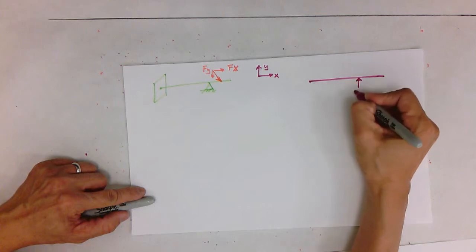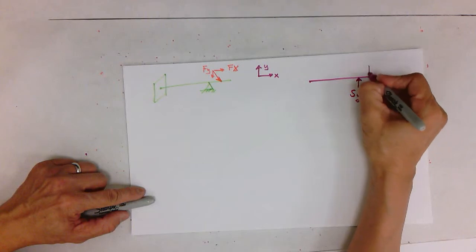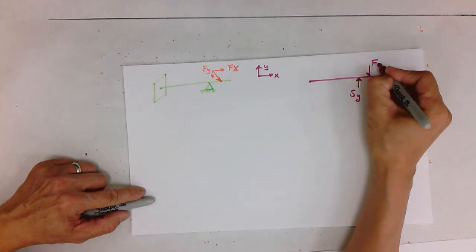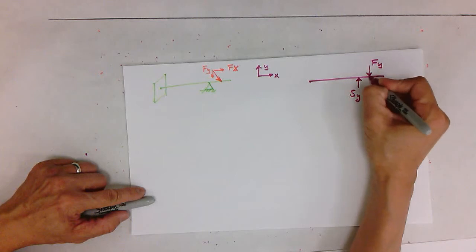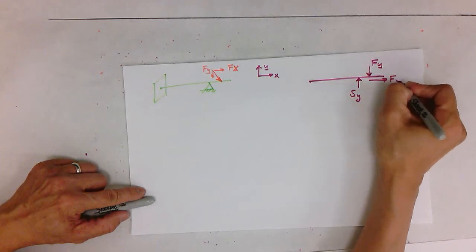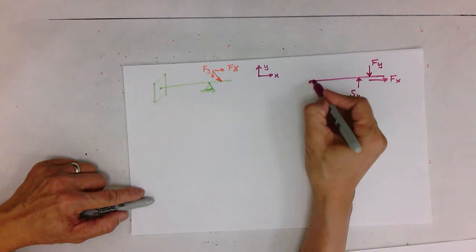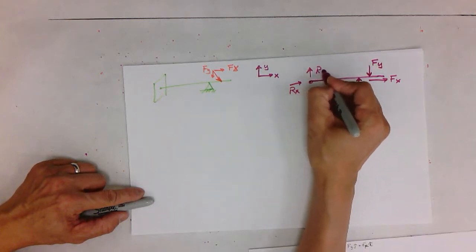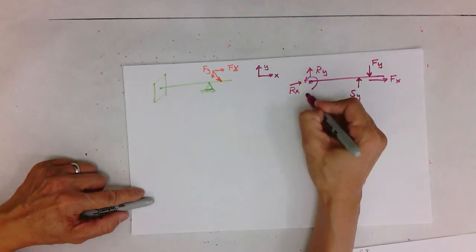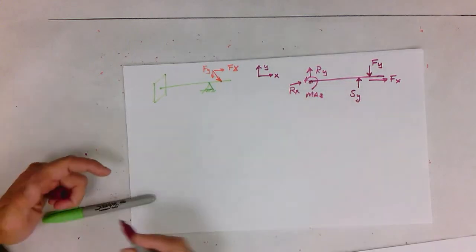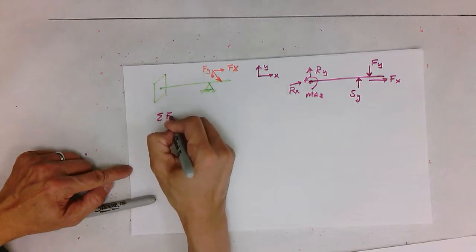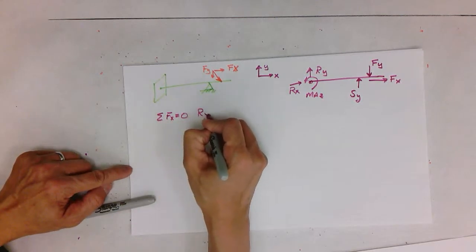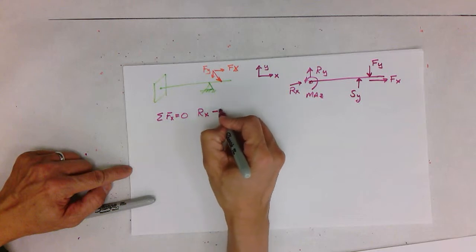Now I have an unknown support force here. I'll call it support force Y. At this point I know the push downward. This is attached to the wall, so again I have the wall reaction forces, which I'm going to call Rx and Ry. And I'll have a reaction moment MAZ. So it's pretty clear when we apply the equations of equilibrium that we'll see a different set of unknowns.